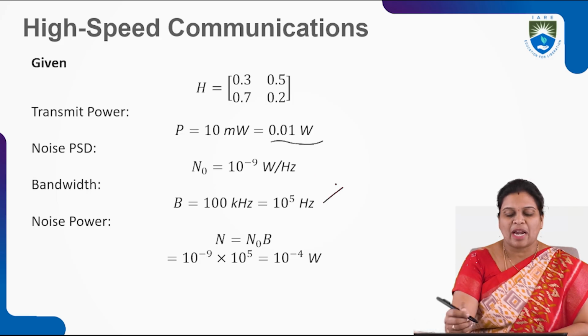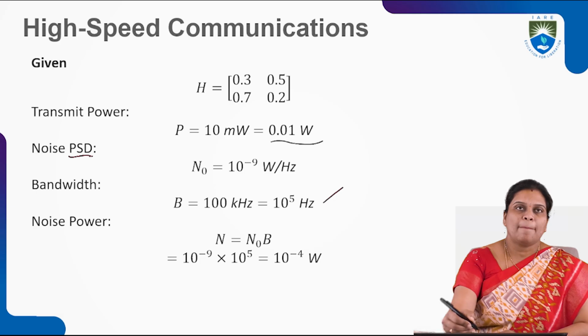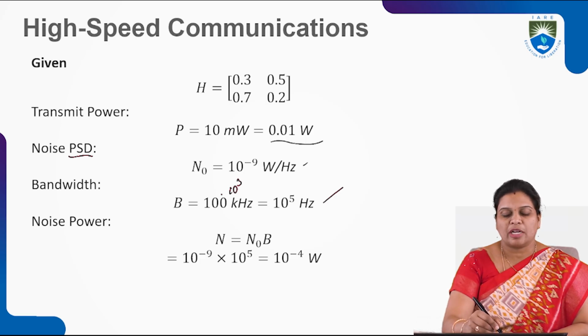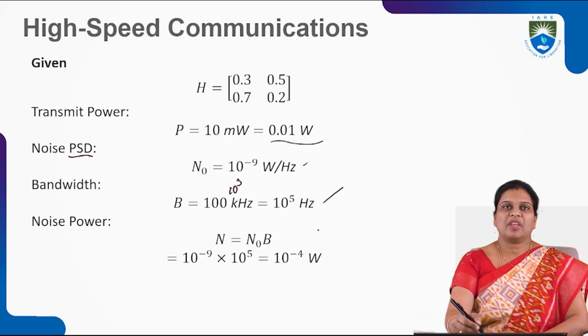Next, they are giving the bandwidth also. Now we are finding the noise power. Noise power is N naught into B. This is the noise power spectral density. What is the PSD? It is already given in the problem. So N naught equal to 10 power minus 9 W/Hz. Next, B equal to 100 kilohertz. This is 10 power 3 and 10 power 2, so 10 power 5 Hz.